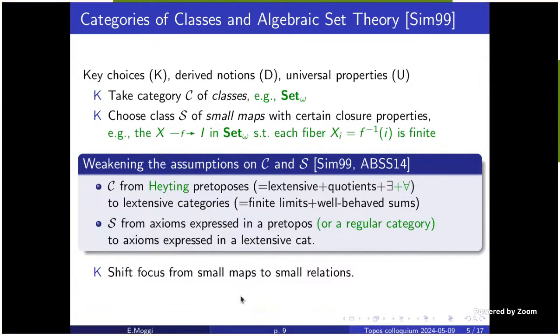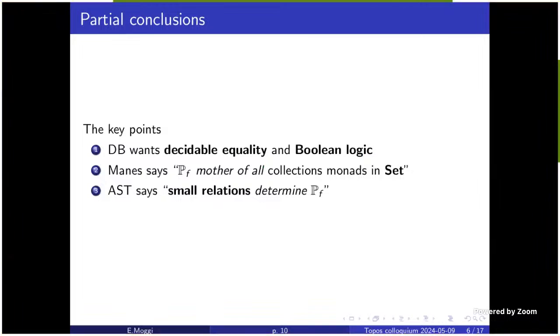Okay? So, if there are any questions, I can stop here. And then I will start on how to get other categories in place of set omega. Okay, if there are no questions, let me summarize some issues that I want to address.